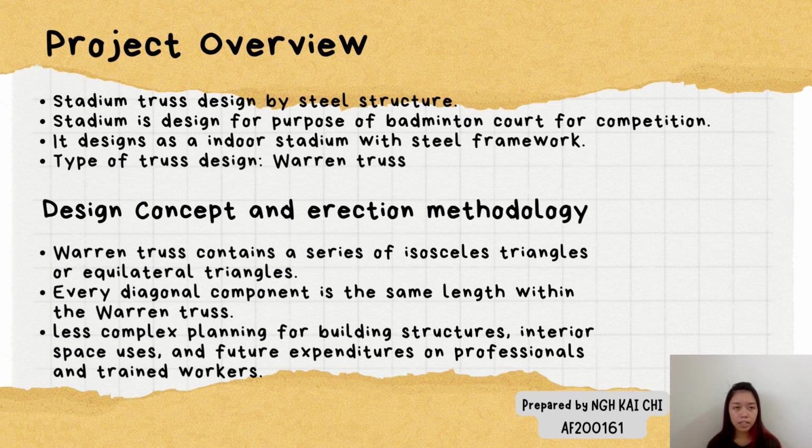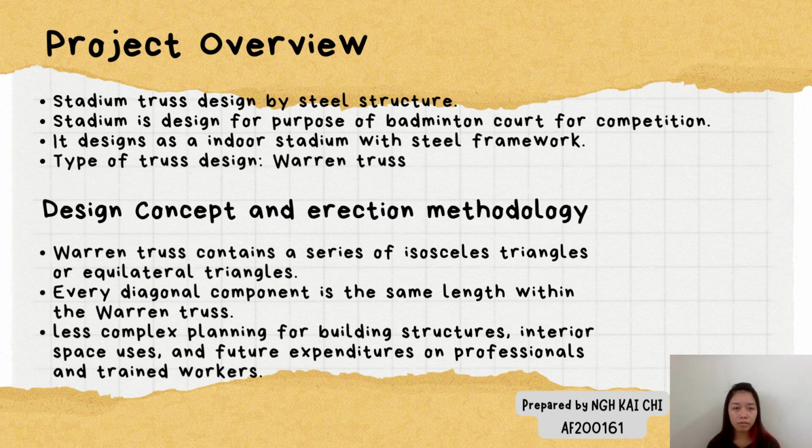My name is Ng Kai Chi, and now I'm going to present the project overview. The stadium truss is designed as a steel structure, for the purpose of a badminton court for competition. It is designed as an indoor stadium with a steel framework, and the type of truss design is Warren truss.